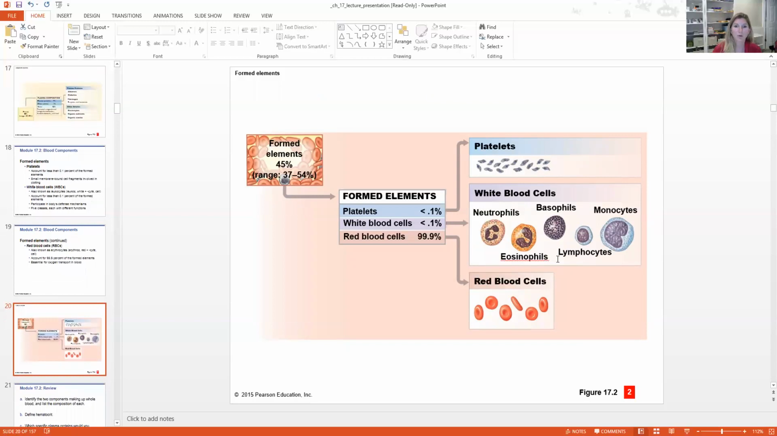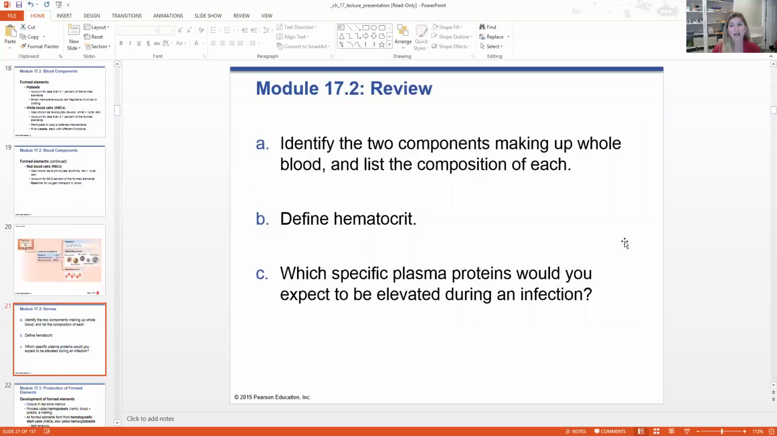So breakdown of formed elements, you have platelets, very small percentage, white blood cells, very small percentage, red blood cells are the majority. We're going to talk about these different types and how all these things form in a little bit. For right now, I'm going to stop here so you can go back and review this little section of the different parts of our blood. And in the next video, we will cover the next couple sections of this chapter.